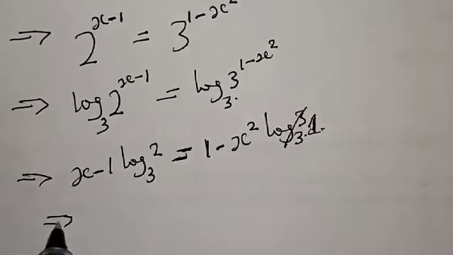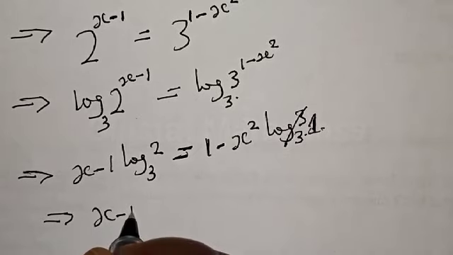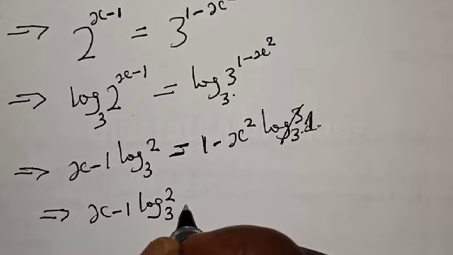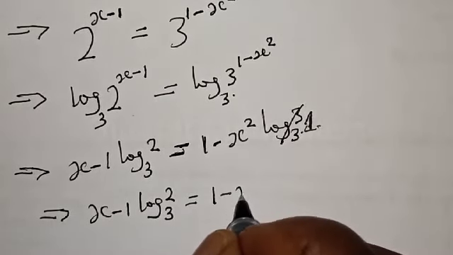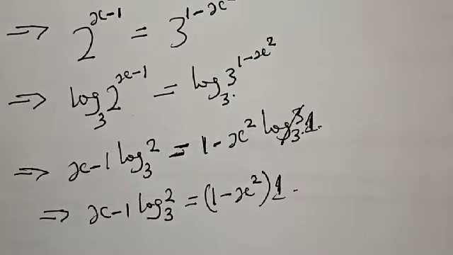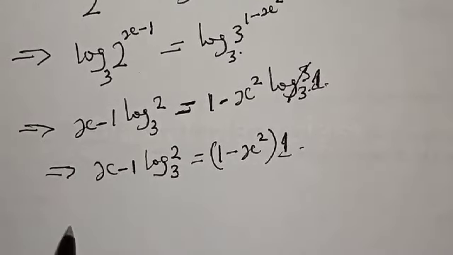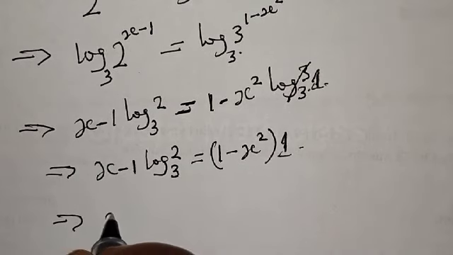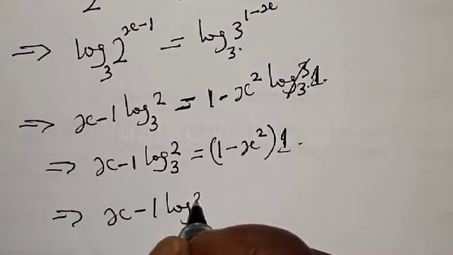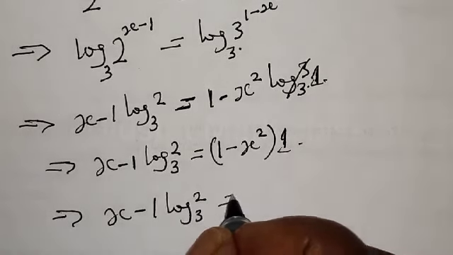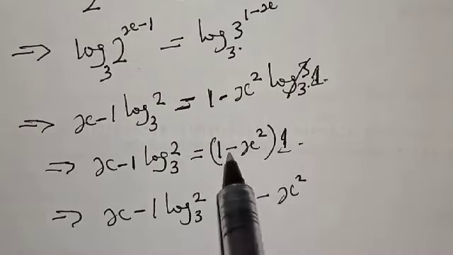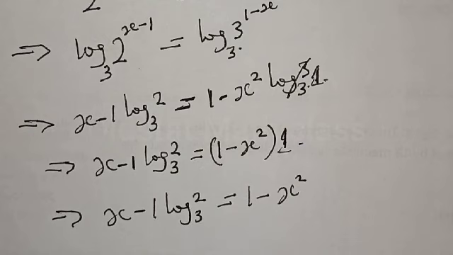This implies that we have x minus 1 log 2 base 3 to be equal to 1 minus x squared multiplied by 1. This implies that we have x minus 1 log 2 base 3 to be equal to 1 minus x squared, because if you multiply the whole of this by 1, it's going to give you 1 minus x squared.